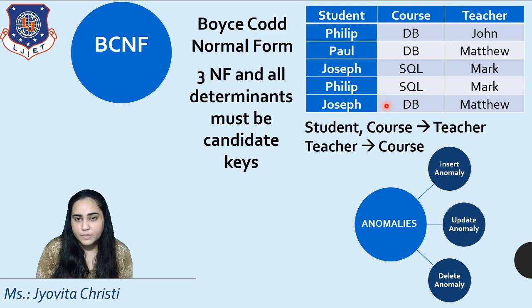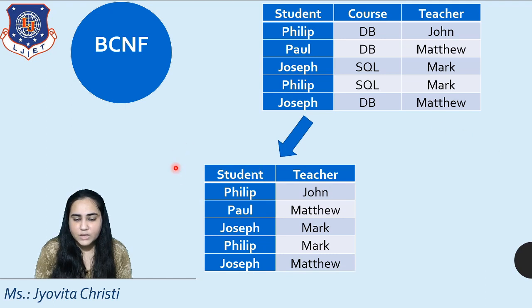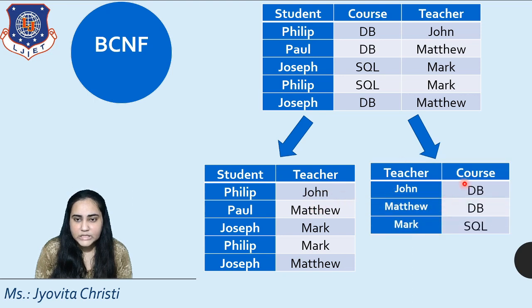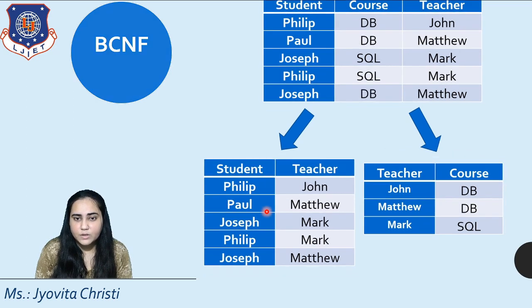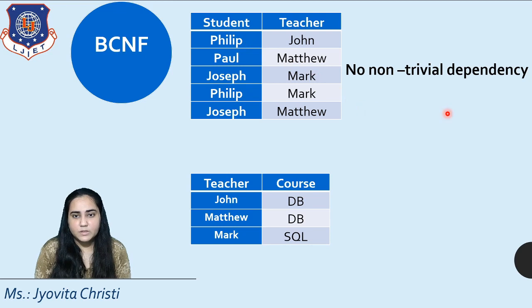And so we have to do something about it. And of course we will, and we will be doing decomposition as usual. So what is decomposition? Once again, in this, the first one we are doing is we are putting student and teacher together. And the second one, where we are putting teacher and course together. You can see right here. So teacher and course are separate now, and student and teacher are separate. So now what happens is the dependencies that you had earlier are now reduced. Because now when you look at it, this original table contains no non-trivial dependency at all.